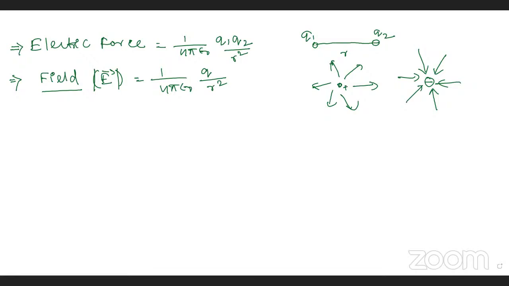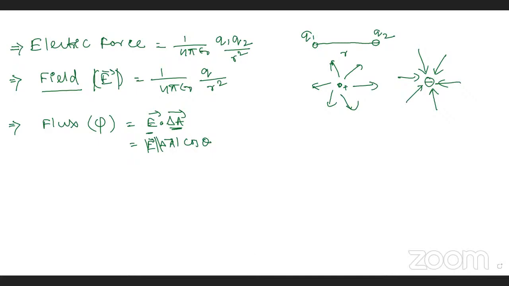We have discussed flux. What is flux? The flux is E dot dA, E dot delta A. A is the area, E is the electric field, and in the dot product, E dA magnitude cos theta. The dot product comes with cos theta.